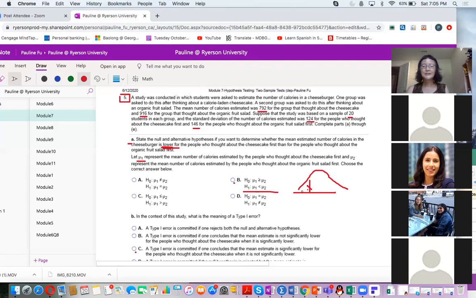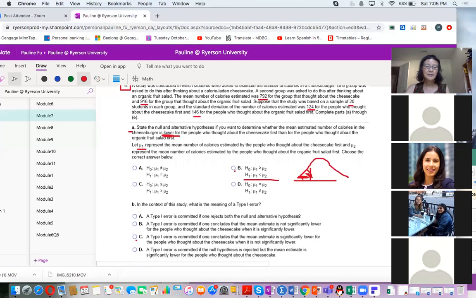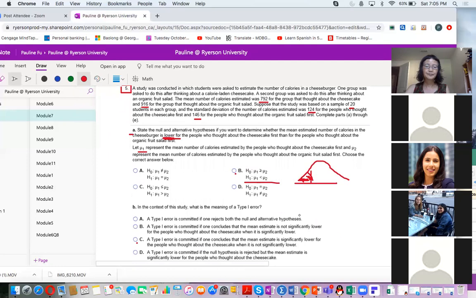So any questions? B. In the context of this study, what is the meaning of type 1 error? And this one is tough because most students will feel very confused.